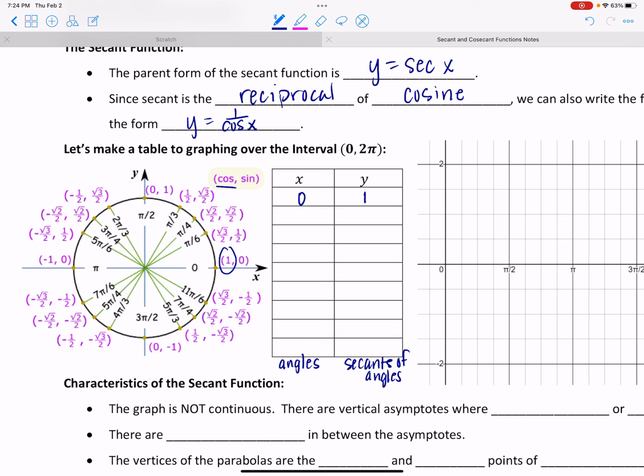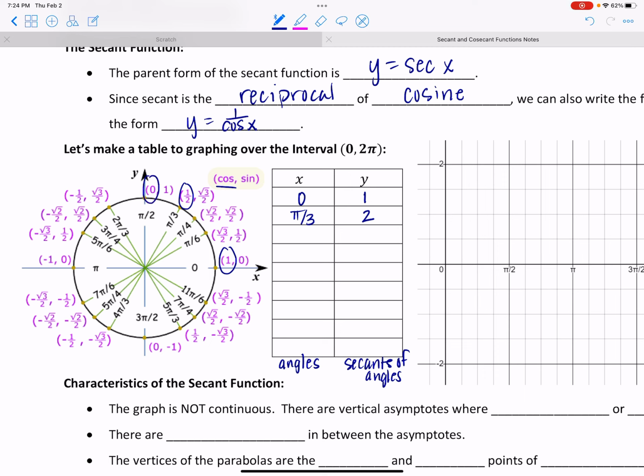And then I don't necessarily want to have to graph these fractions if I don't have to. So I'm going to skip down to the next nice one right there. That looks pretty good. At pi over 3 radians, the reciprocal of 1 over 2 is going to be 2 over 1, so 2.